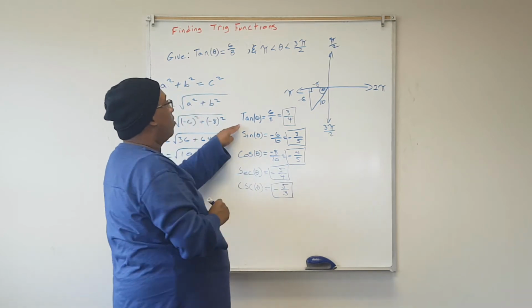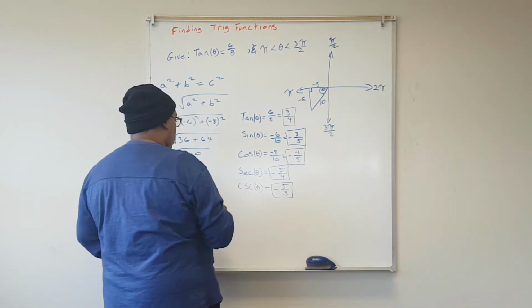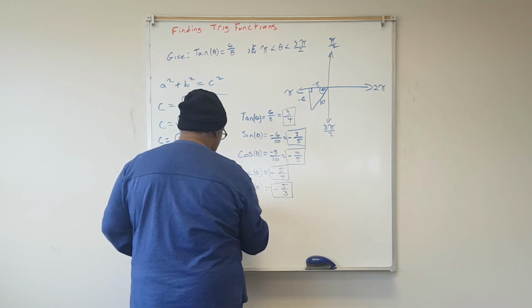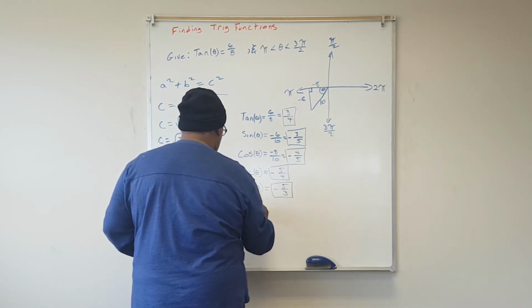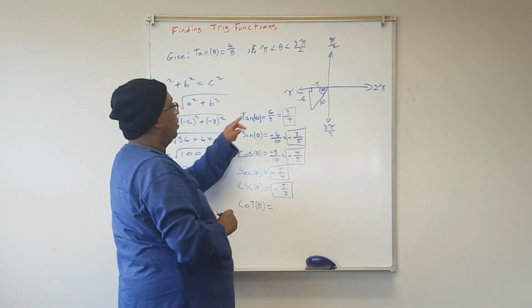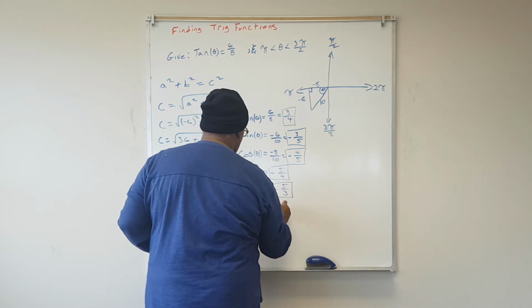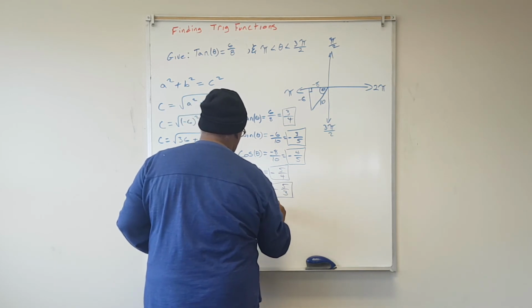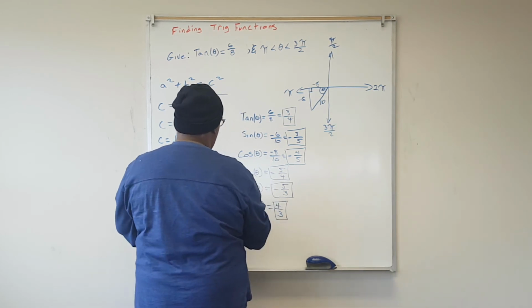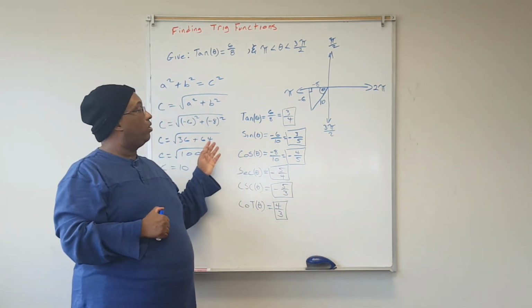And the one that corresponds to tangent is cotangent. So cotangent theta will be equal to the reciprocal of this one, and that's 4/3. And we have our 6 trig functions.